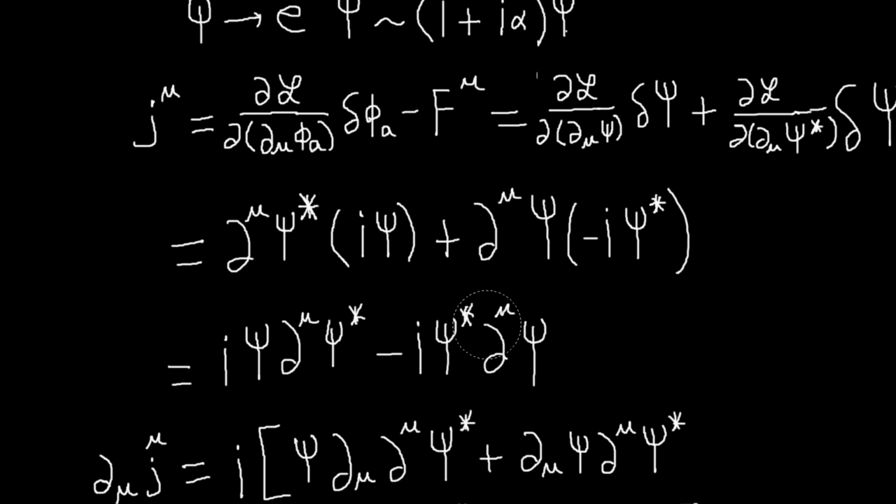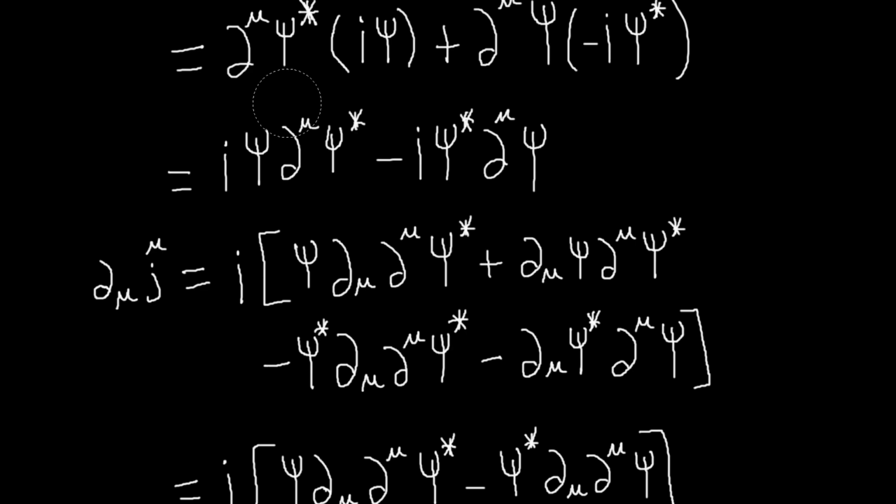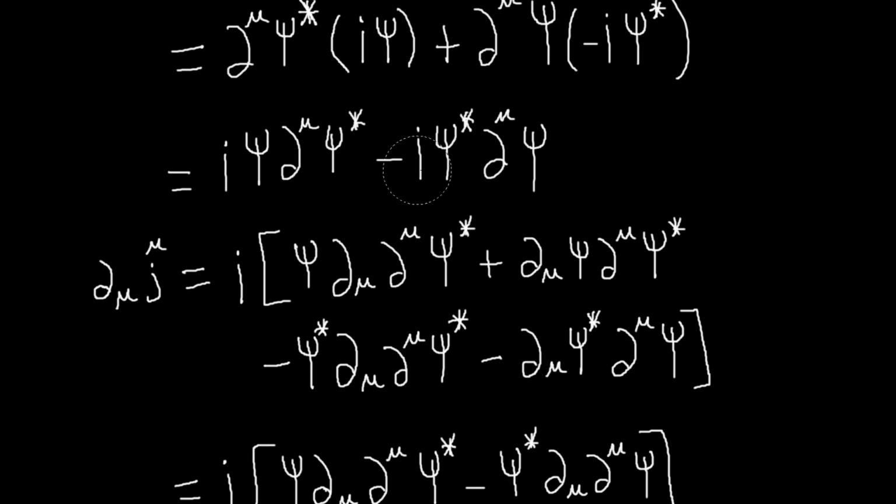And we want to show that it's conserved. So basically that d_mu j^mu is 0. So if we calculate d_mu j^mu here, we use the product rule. So we'll have psi box psi star plus d_mu psi d^mu psi star, and then minus psi star box psi, and the last term is minus d_mu psi star d^mu psi.